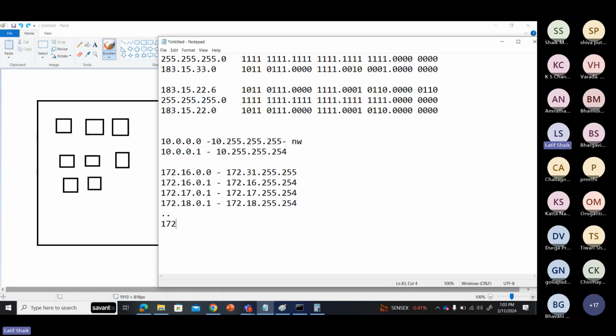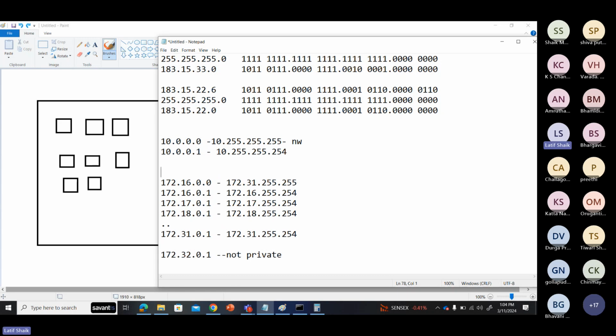So it goes on, and the last one is 31.255.255. This entire set of host numbers belongs to the same network. So 16, 17, 18, 19, 20, up to 31, up to here. Again, if you see 32.something, what is this? This is again a public network, not private. And if you go below 172.16, like 172.15, this network is not private.